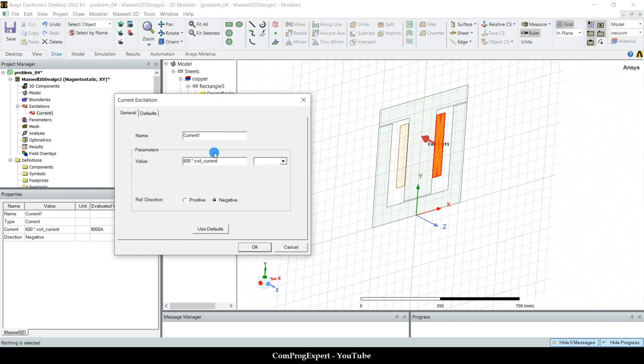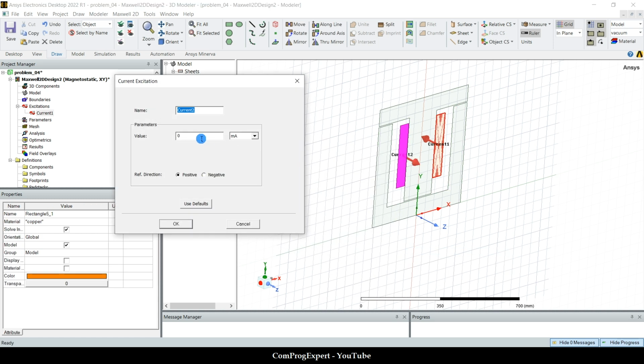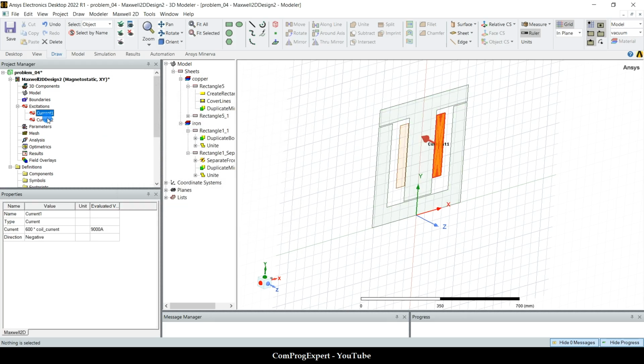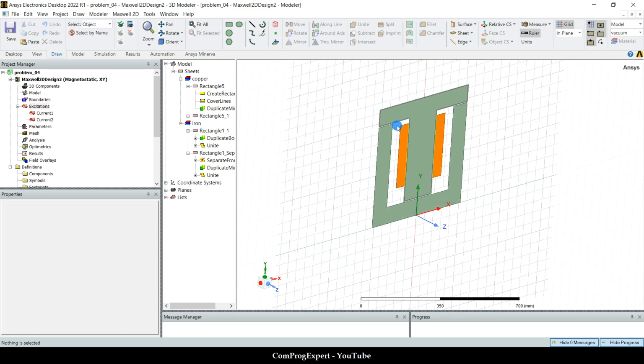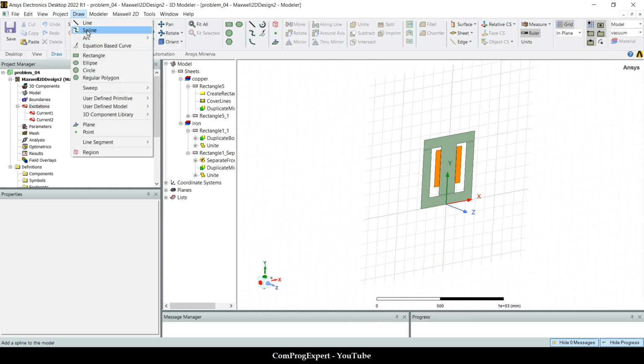Okay, for this excitation, assign excitation out of the paper. Into the paper, out of the paper, we assign the ideal iron. So now we should draw the region and assign the boundary conditions.